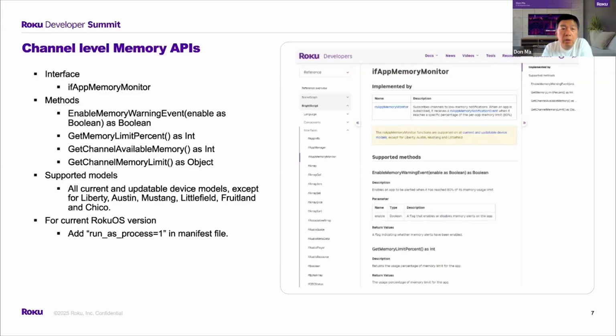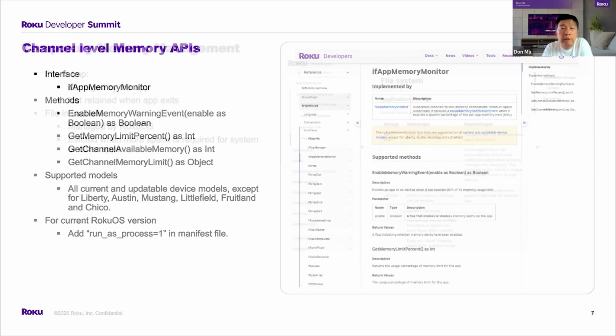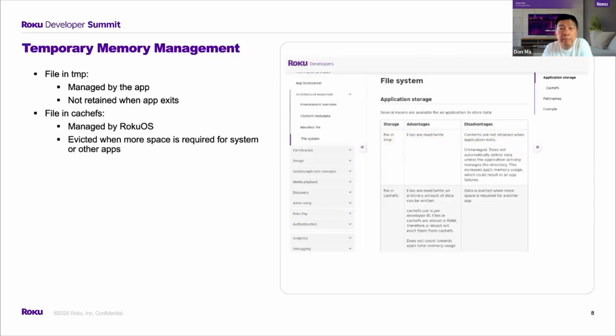In summary, channel-level memory APIs give you direct insight into your app's memory footprint and provide alerts when your app is getting close to a critical limit. By combining these APIs with good memory management practices, you can keep your apps running smoothly, even on devices with tighter memory constraints. Let's talk about temporary memory management in RokuOS.